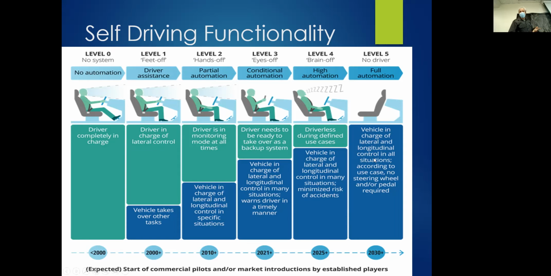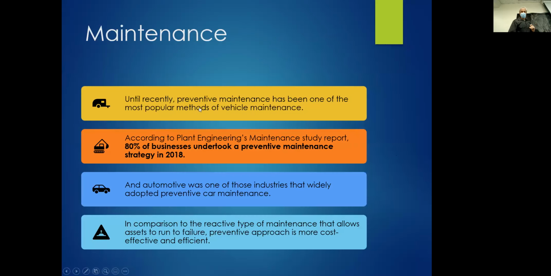And level 5, fully automated. You can sit in the back seat and have a party. But to get there, what do we need? We need a lot of software, a lot of sensors, a lot of data, and a lot of analysis.